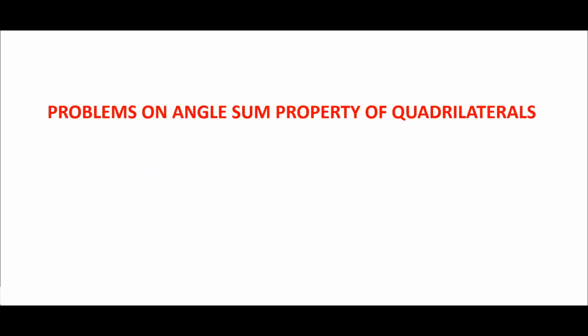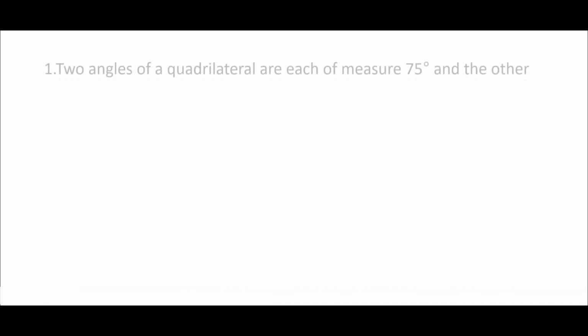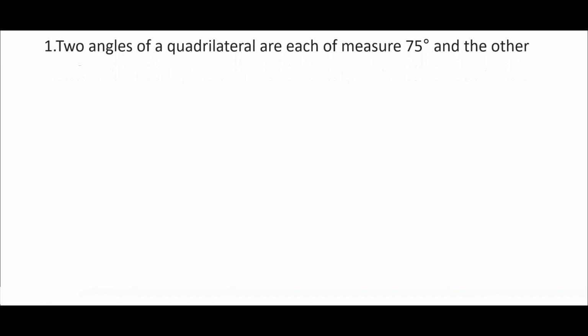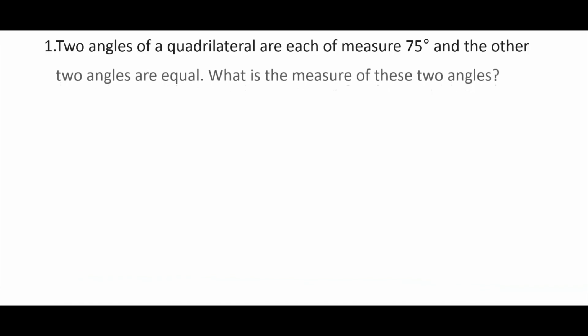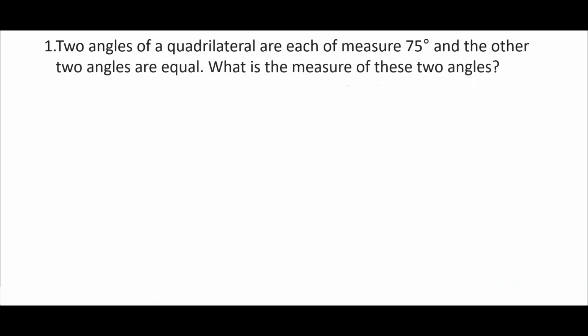Now, let us do a few problems on the angle sum properties of quadrilaterals. So we'll take up the first problem. Two angles of a quadrilateral are each of measure 75 degrees and the other two angles are equal. What is the measure of these two angles? Now we know there are four angles in a quadrilateral. Two of them are given to be 75 degrees each and the other two are asked. So how do we go about doing this problem?